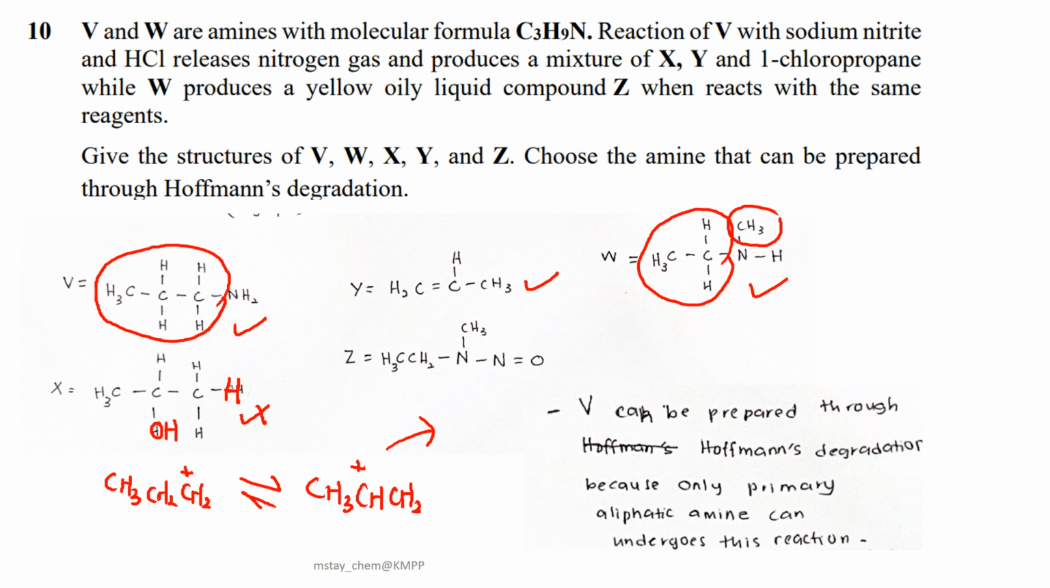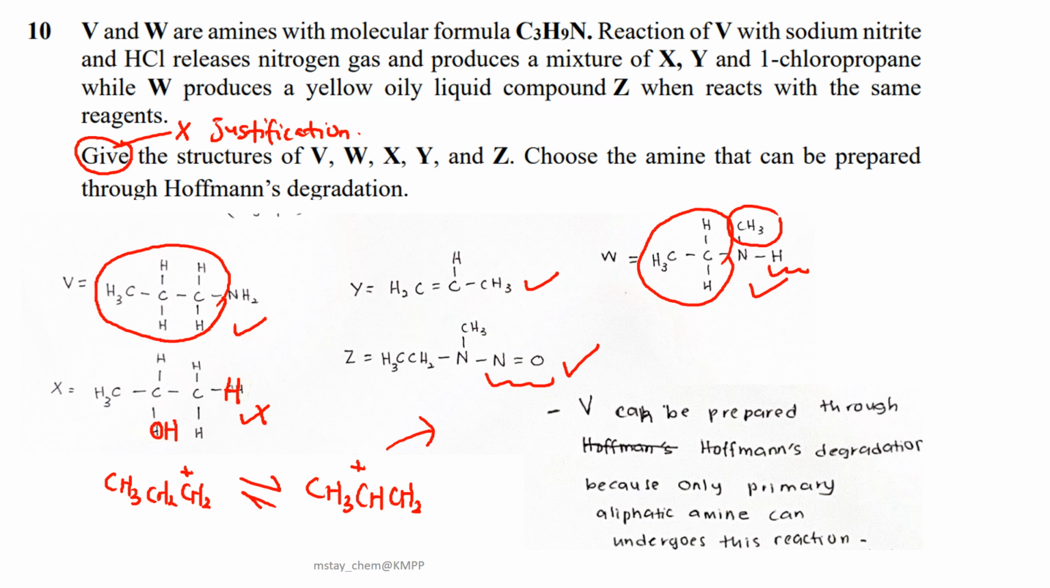Okay, then next, when the W reacts with the nitrous acid, basically the hydrogen from the amine will be replaced with the NO, so the structure of the Z is correct. So after we give the structure, again, if normally the question asks us to give the structure, draw the structure, suggest the structure, then no justification is needed.